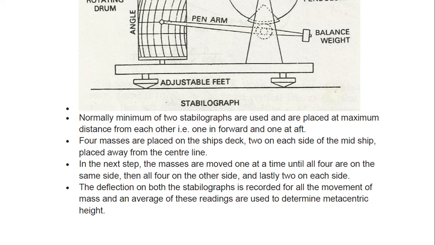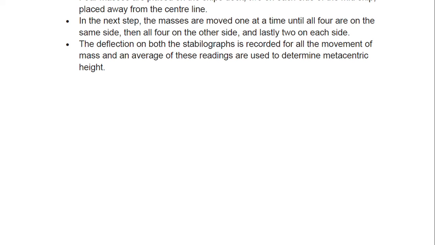Four masses are placed on the ship deck, two on each side of the midship, placed away from the center line. In the next step, the masses are moved one at a time until all four are on the same side. So one by one, each mass is moved, then all four on the other side, and lastly two on each side. The deflection on both the stabilographs is recorded for all the movement of the mass, and an average of these readings is used to determine the metacentric height. So the average is taken of all these heel angles, and then that average is used to determine the metacentric height of the ship.